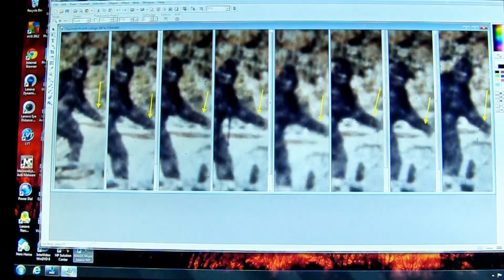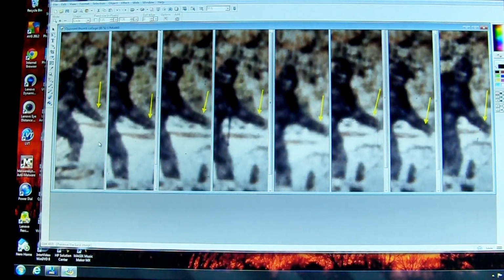First, let's start out with a group of stills. Now, this is a collage of stills from the Patterson film. Just as stills, one after another, they don't seem to show a lot of detail along that arm.